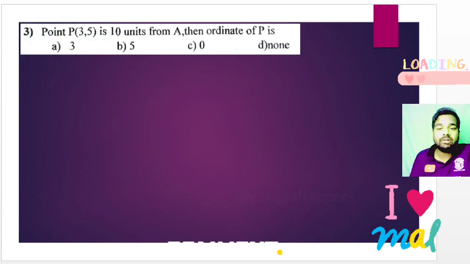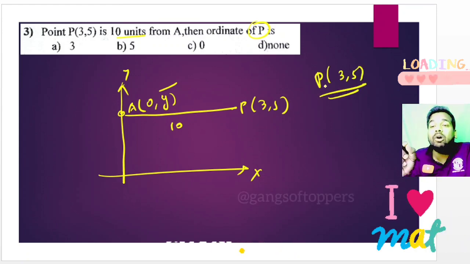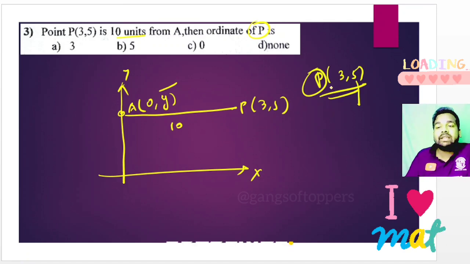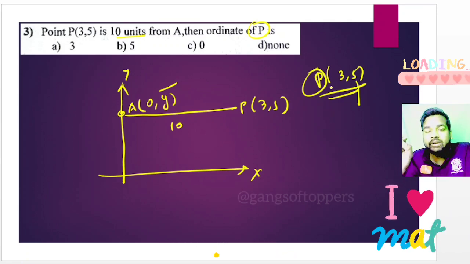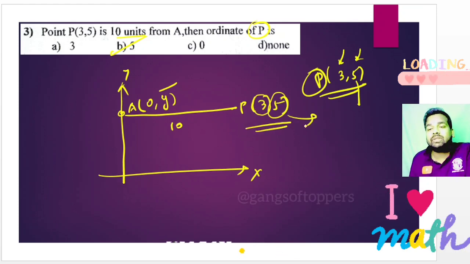Now the third question is a very interesting question. We are talking about the point 3 comma 5, and the question asks what is the ordinate of the point P. I think everybody knows that in coordinate geometry, the first value we indicate is called the abscissa, and the second value is called the ordinate. So the answer is very easy. The answer will be 5. Why? Because 3 is called the abscissa and 5 is called the ordinate for the point P.